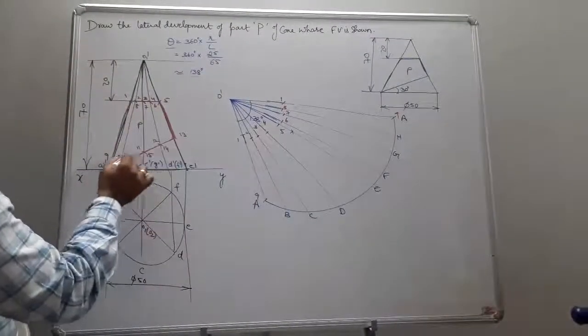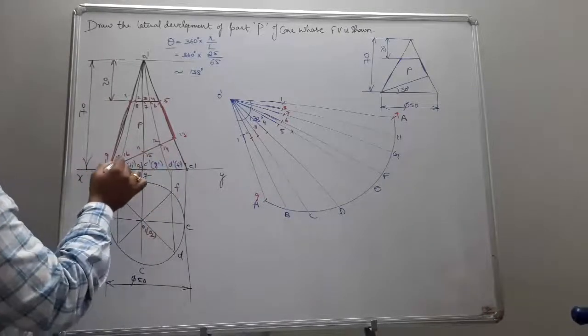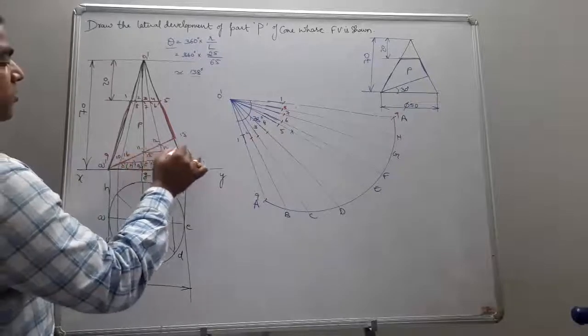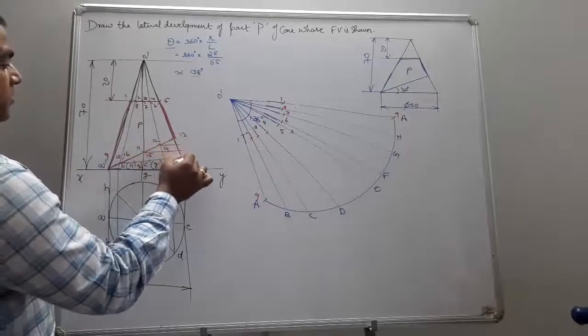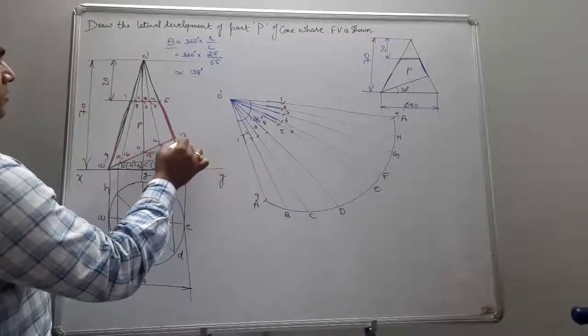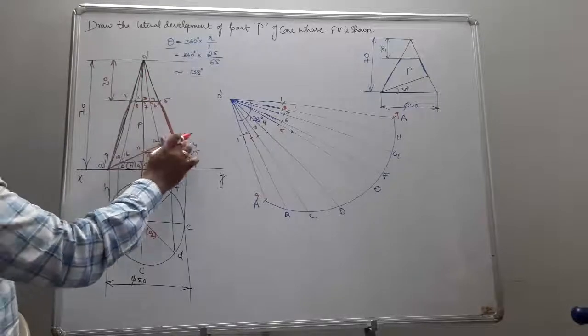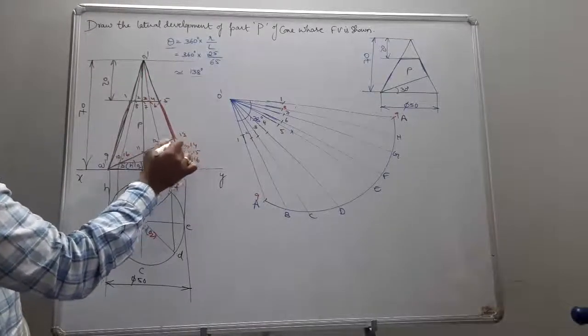Next, 10, 11, 12 are not on the true slant edge, so project those points to the true slant edge. This becomes your 10, 16. This becomes 11, 15. This becomes 12, 14. Now take the radius from the true slant edge.